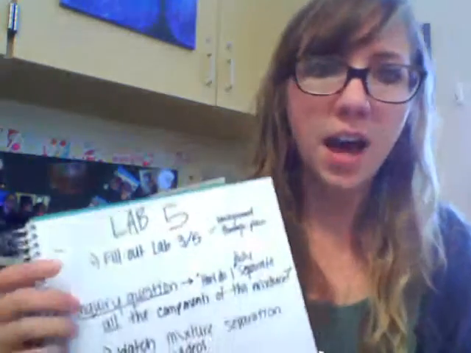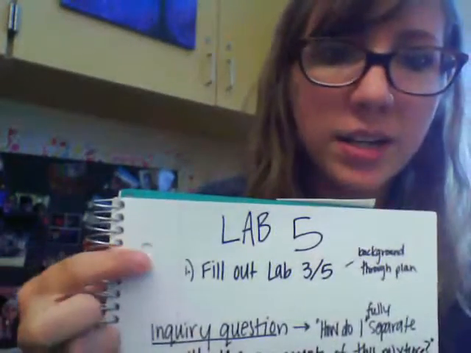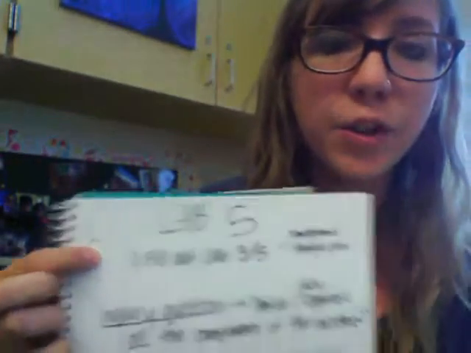There's a couple of things that you need to do first. The first thing on your checklist is to fill out Lab 3 or 5: your background information, your inquiry question, your hypothesis, your materials, your procedure, and your plan as to what you're going to do next time. All of that needs to be filled out in your document.